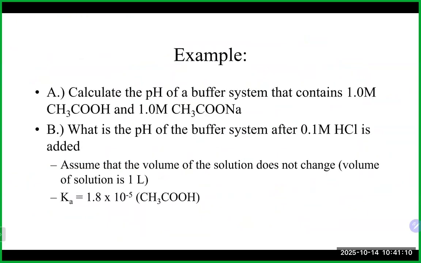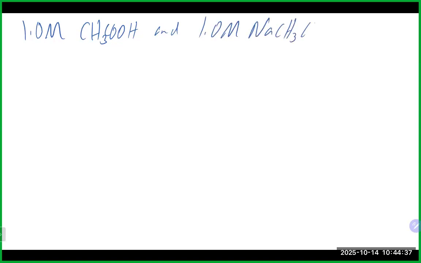All right, so let's try one here. Calculate the pH of a buffer that contains 1 molar acetic acid and 1 molar sodium acetate. The Ka value for acetic acid is 1.8 times 10 to the minus 5. Okay, let's take a look at it. So we're looking for the pH of our buffer here in part 1. So we basically got 1 molar acetic acid and 1 molar sodium acetate. And we do have a Ka value here of 1.8 times 10 to the minus 5.